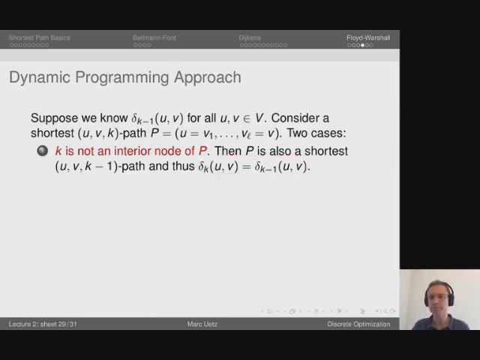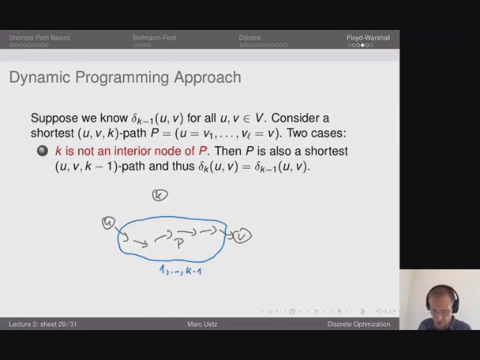So in the picture, that just means that the shortest path from u to v, so this path P here, with intermediate nodes 1 up to k minus 1, is already shorter than any potential shortcut that this additional node k might offer. So all these paths here, which use k as intermediate node, are actually longer. So that means that interior node k is not necessary to get from u to v.